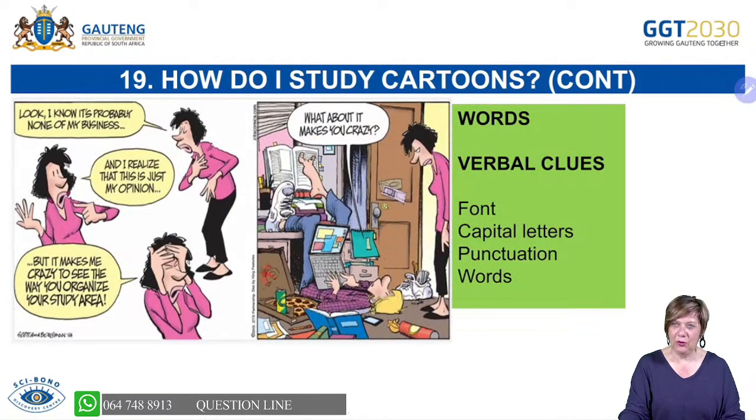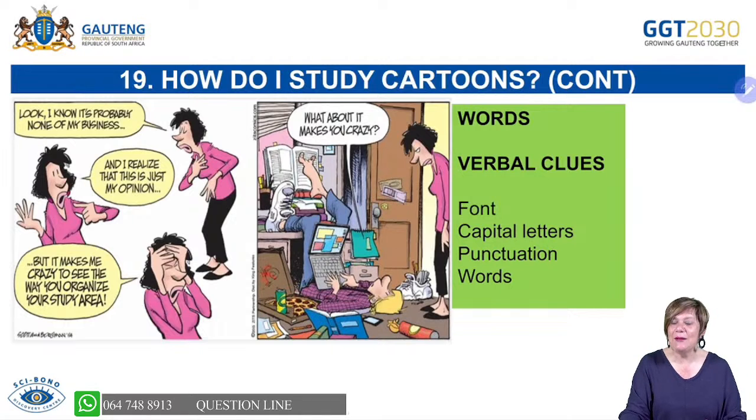Now, let's look at your verbal clues. Look at font, capital letters, punctuation in your words. Now, if you just look at the cartoon, Mom's words, you will see the font changes the more she talks. And obviously, in the last one, you'll see that the font is quite big in capital letters with an exclamation mark. She is obviously saying this louder as she's going on. So be on the watch out for things like that.